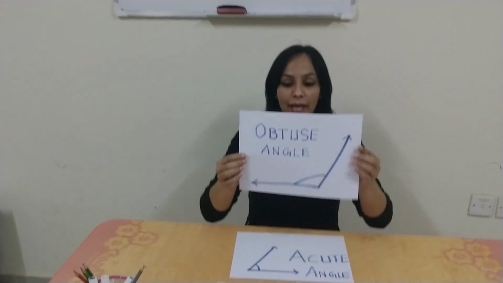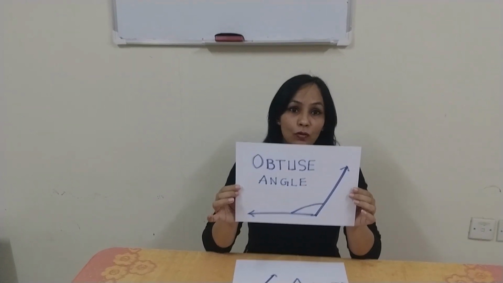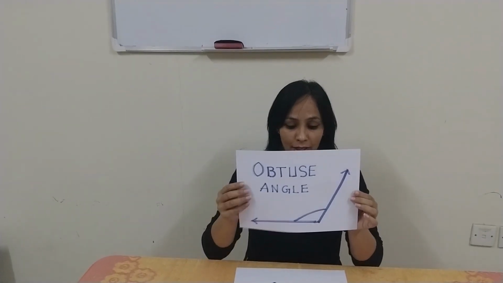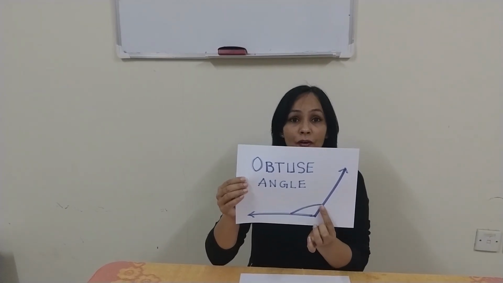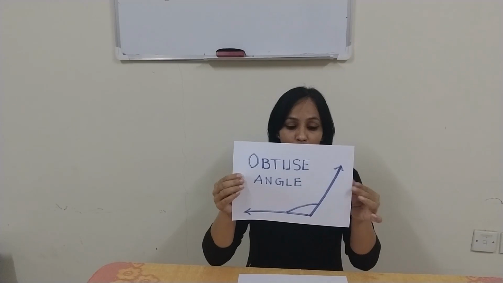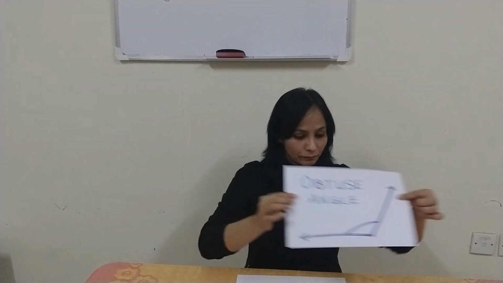Alright. Now moving on, I have the obtuse angle. Now an obtuse angle is an angle which is more than a right angle. If you see these two rays, this distance is more than the distance of a right angle. So these rays are showing you the obtuse angle.